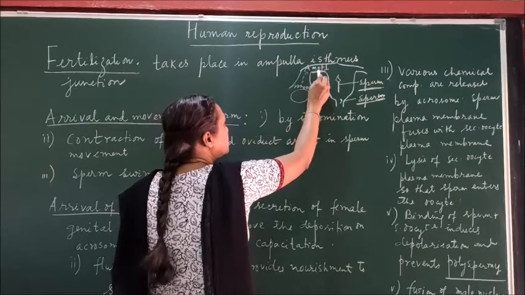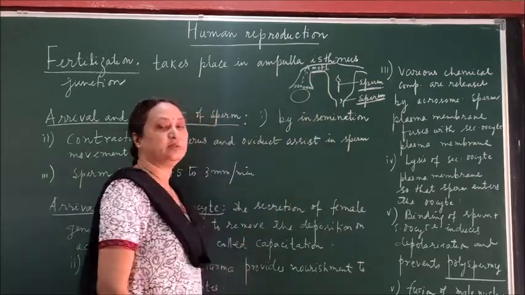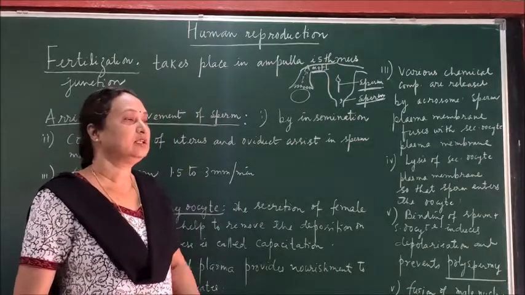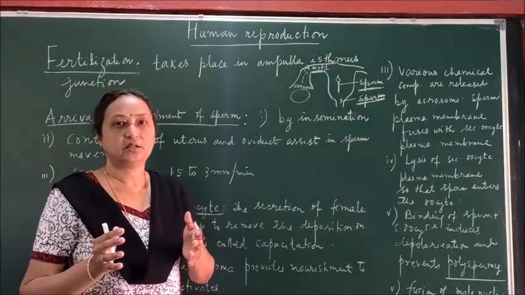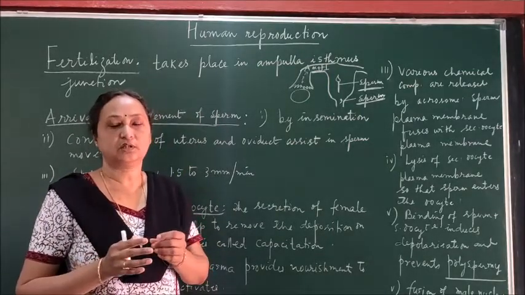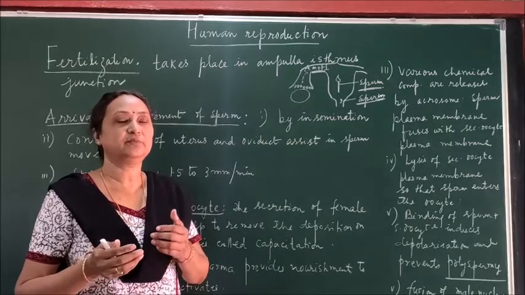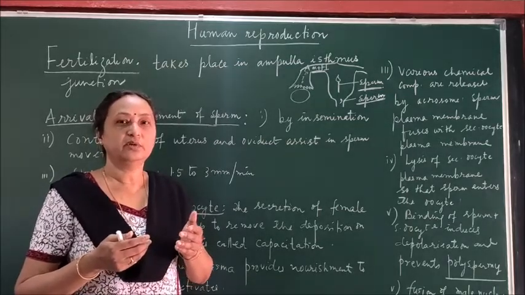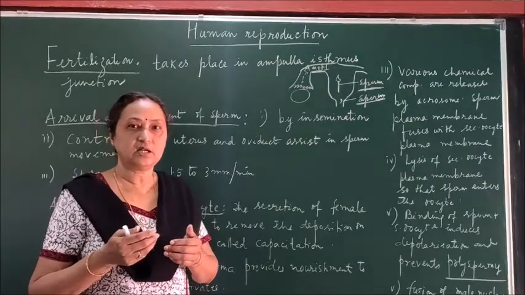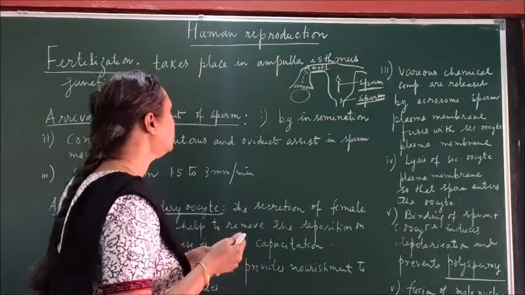If in this position the male and the female gametes are both present, then there is a possibility of fertilization. Otherwise, there is no possibility. So there is no guarantee that every month the female will become pregnant. So that is the answer to this question.